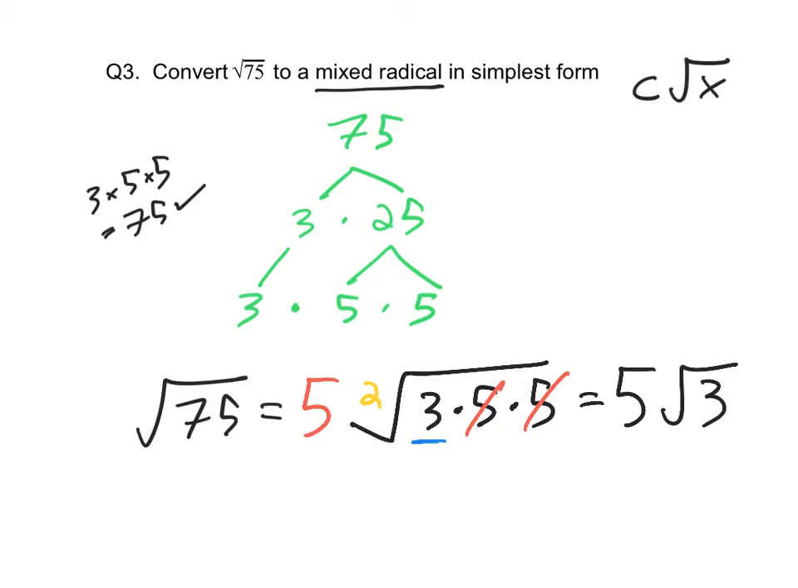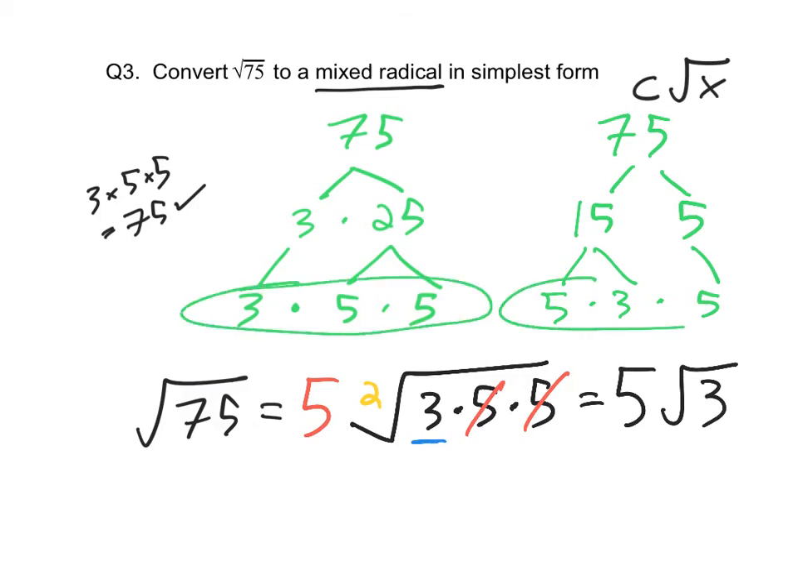I'd just like to note that if you were breaking 75 up, perhaps instead of 3 times 25, you would have said 15 times 5, which would also be valid. And 15 would break up into 5 times 3, and 5 would break up into 5. So note that it doesn't matter what pairs you break it into along the way. You will end up with the same prime numbers in the end due to this prime factorization.